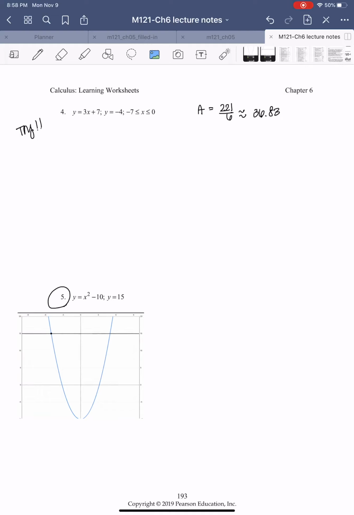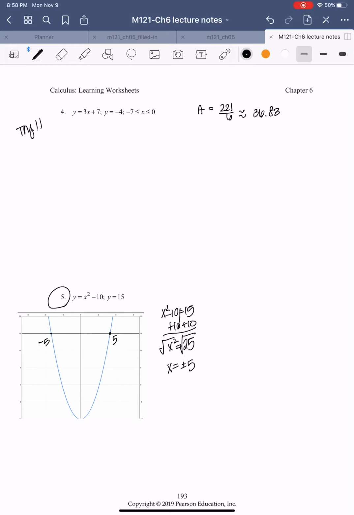And you can do some algebra and then check. If you set x squared minus 10 equal to 15, add 10 to both sides, you're gonna get x squared equal 25. As soon as you square root, you get this double positive and negative. So that's right, 5 and then -5.